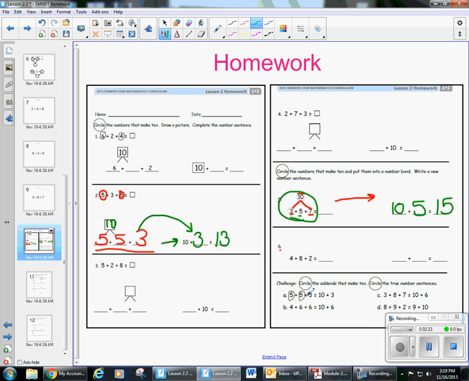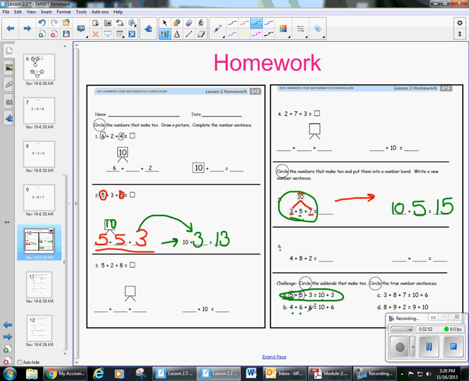And at the bottom is a challenge, but I think they'll be okay. They'll know 5 plus 5 is 10. They want you to circle the addends that make 10, and then circle the true number sentences. So 5 plus 5 plus 3. 5 plus 5 would be 10. So is this the same as 10 plus 3? Is 5 plus 5 plus 3 equal to 10 plus 3? And if that's true, you're going to circle it.